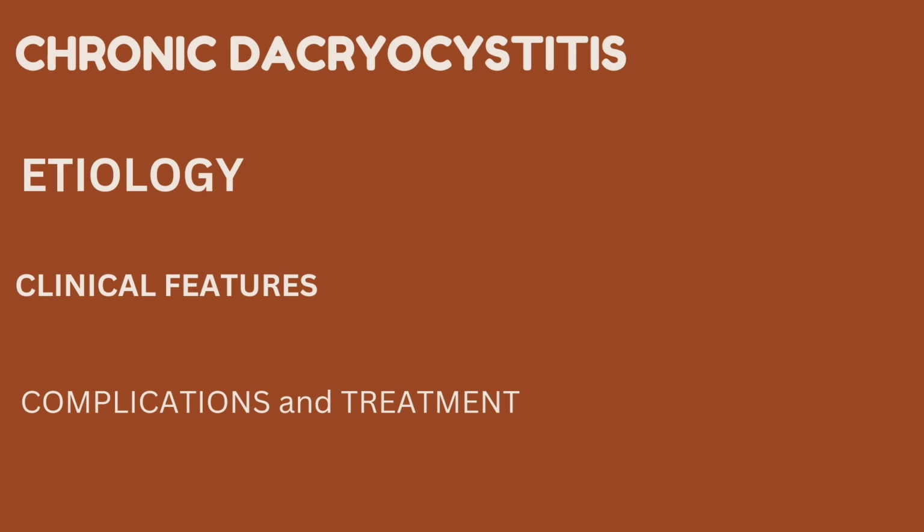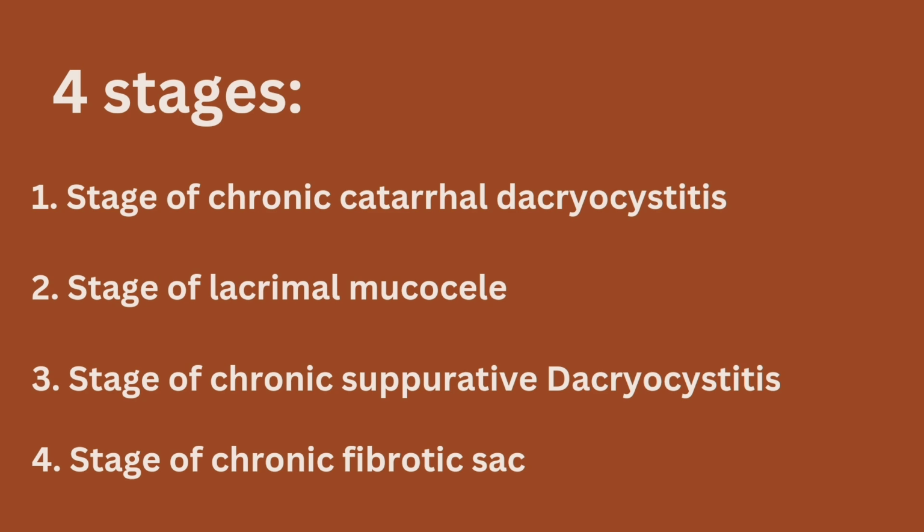Now, what are the clinical features of chronic Dacryocystitis? They are divided into 4 stages as follows. The first stage is the stage of chronic catarrhal Dacryocystitis. The only symptom in this stage is watering of the eye. The second stage is the stage of lacrimal mucocele. Along with watering of the eye, in this stage you will have swelling just below the inner canthus. If this swelling blocks the canaliculi, the mucocele gets converted into an encysted mucocele, giving a negative regurgitation test.